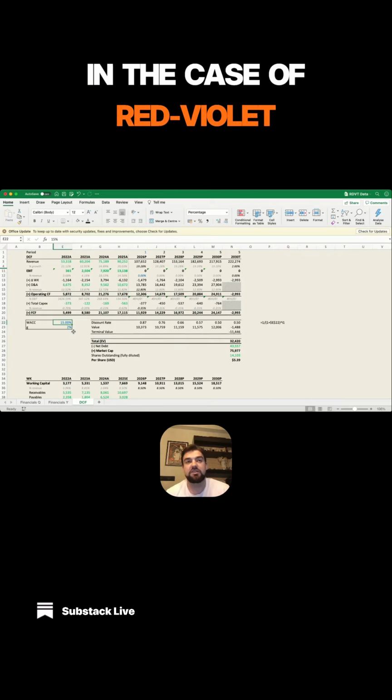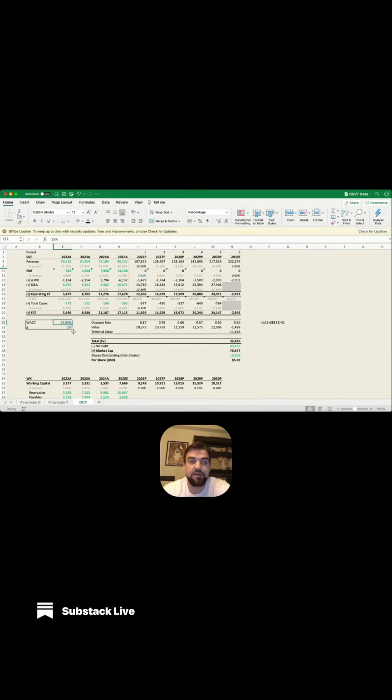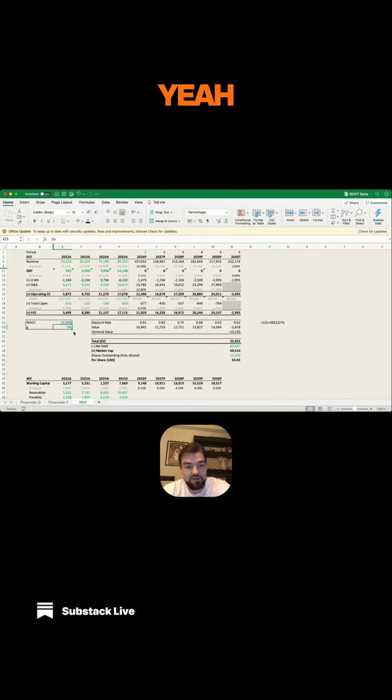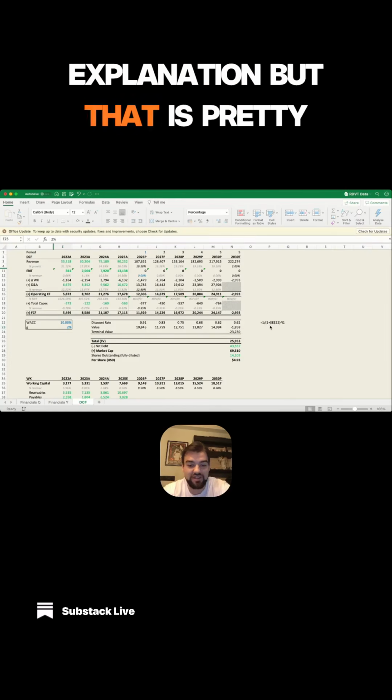In the case of Red Violet, where it's mostly cash and opportunity cost not that high, you can probably justify 7 or 8% WACC. We will use 10%. That was a bit of a long explanation, but that is pretty much it.